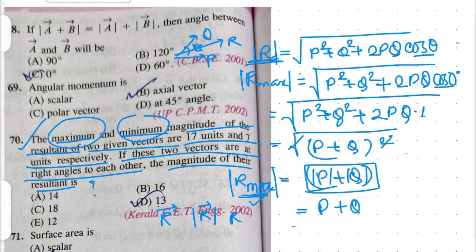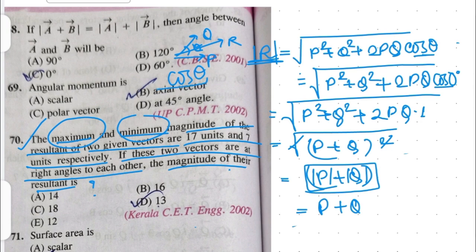Similarly, we can find the minimum value. How? It can also be derived through cos theta. When cos theta gives us the minimum value, then the resultant will also give the minimum value. What is the minimum value of cos theta? It's minus 1. Cos theta gives minus 1 when theta is 180 degree. Right?